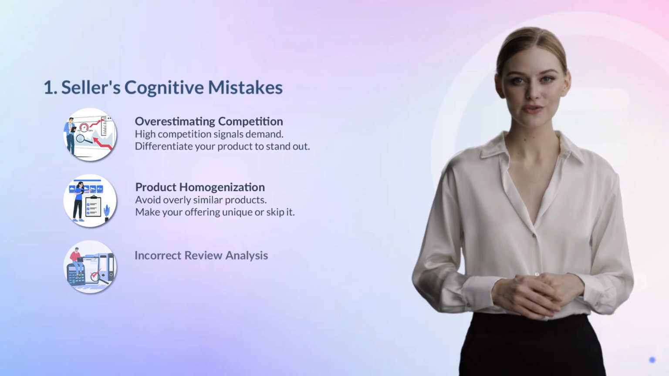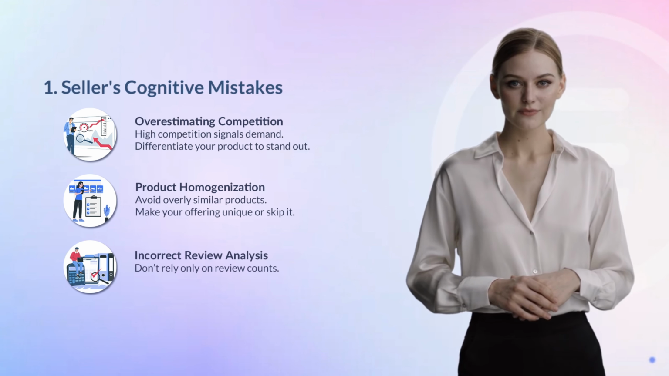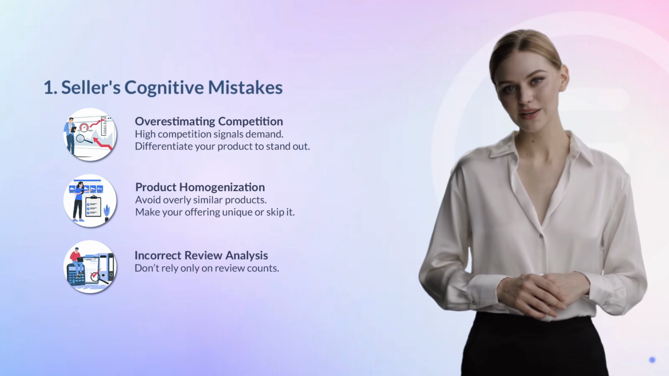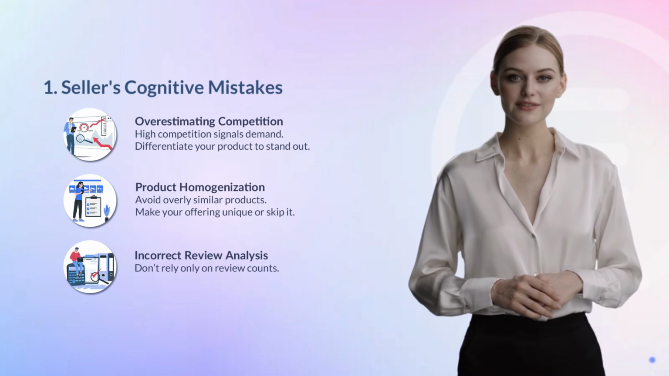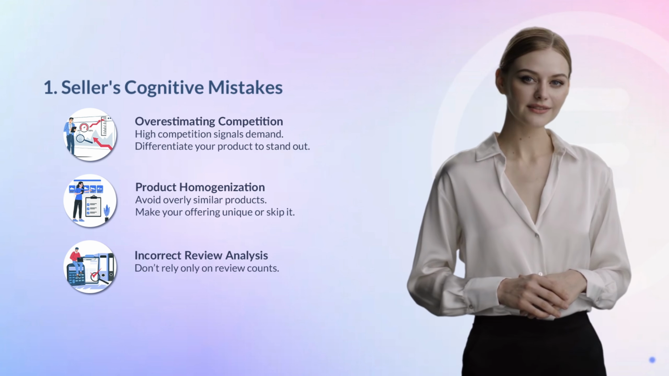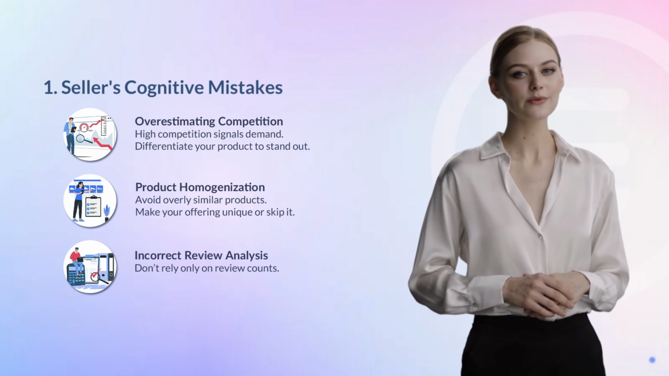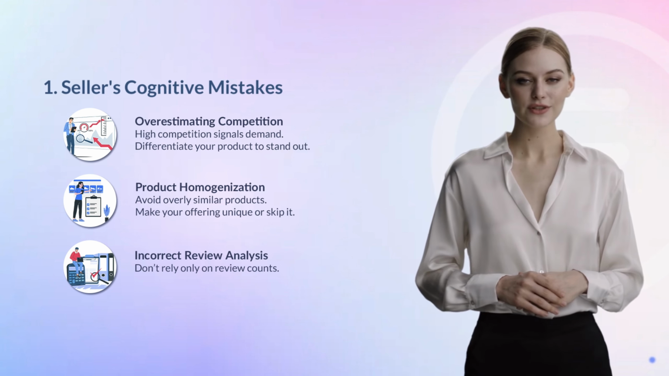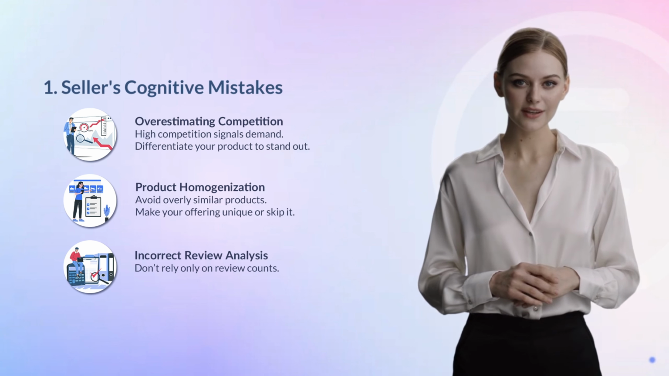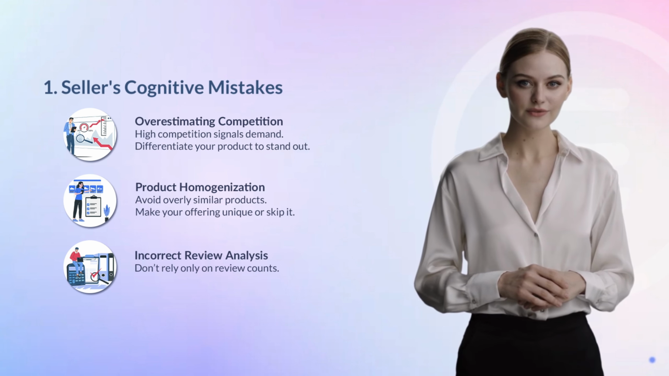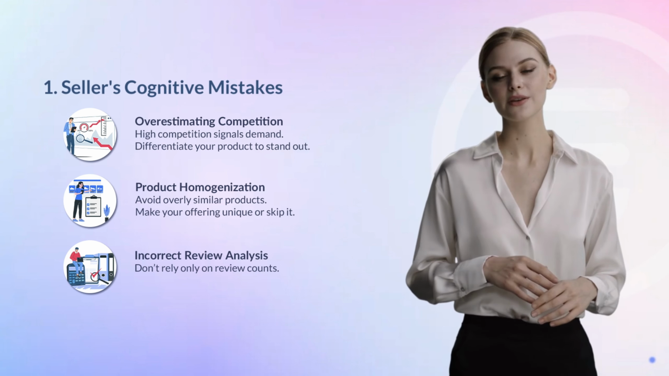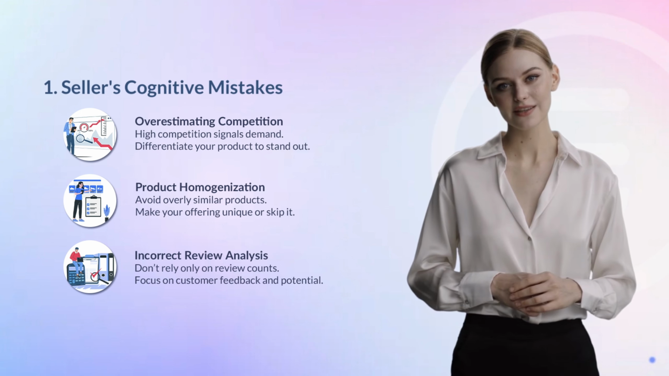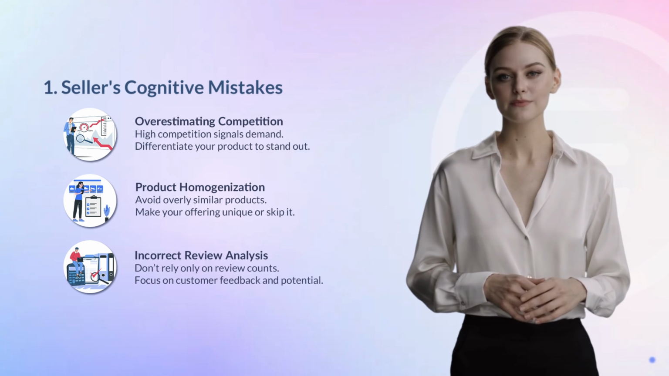Another mistake is incorrect review analysis. Some sellers misjudge products based only on the number of reviews. For example, a product with 500 reviews may make you think it's a saturated niche, but that doesn't necessarily mean it's hard to stand out. Maybe the reviews are full of complaints. On the other hand, a product with only 20 reviews might show huge potential, especially if those reviews are positive. What really matters is learning what customers are satisfied or dissatisfied with and understanding the product's potential and market volume.